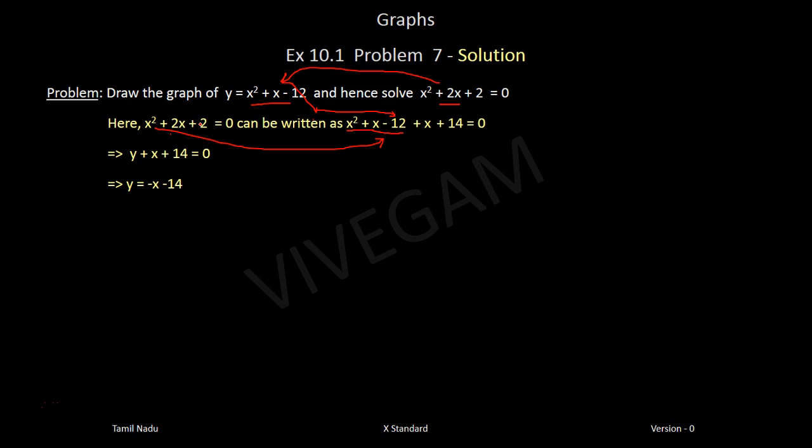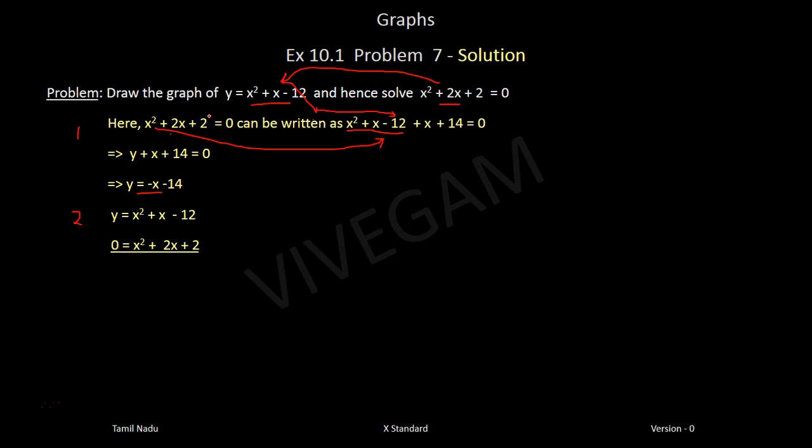Only thing is that we are writing this equation in terms of this expression, and then replacing this with y, because this is equal to y. Then this will become y plus x plus 14 equal to 0, which is y equal to minus x minus 14. So basically, we have got this equation in terms of y. Actually, this is method 1 and this is method 2.